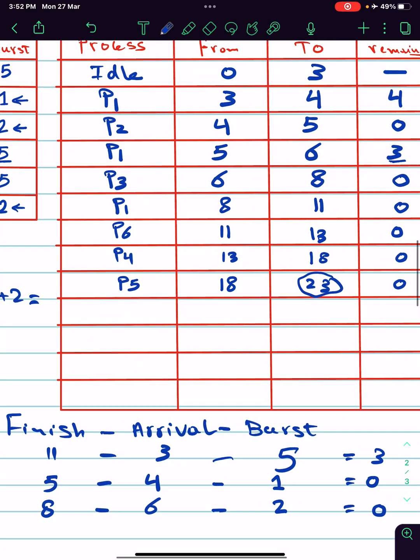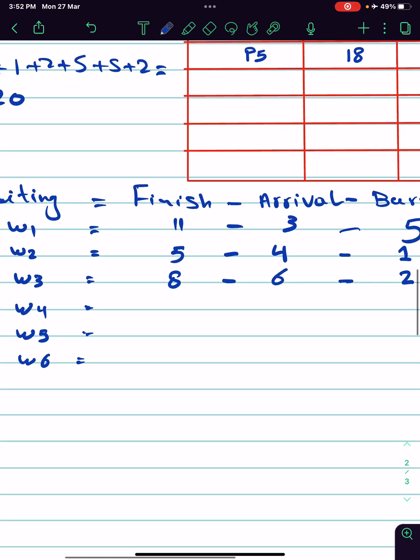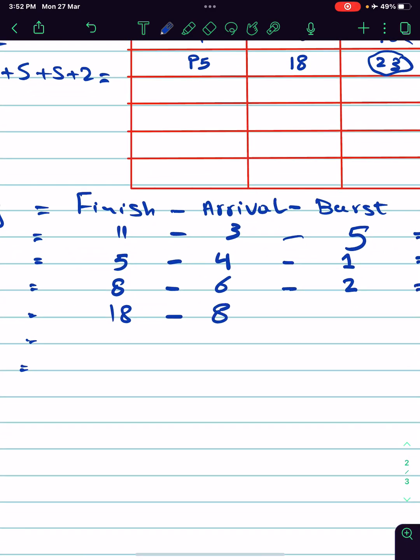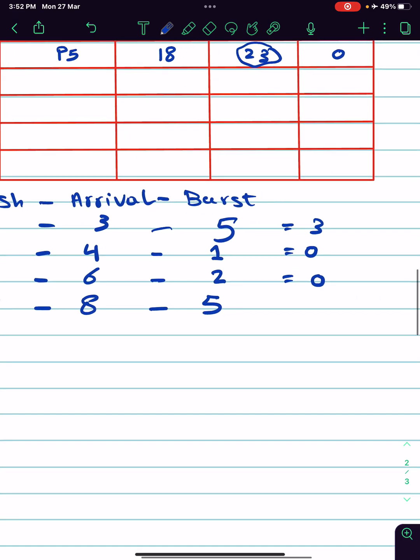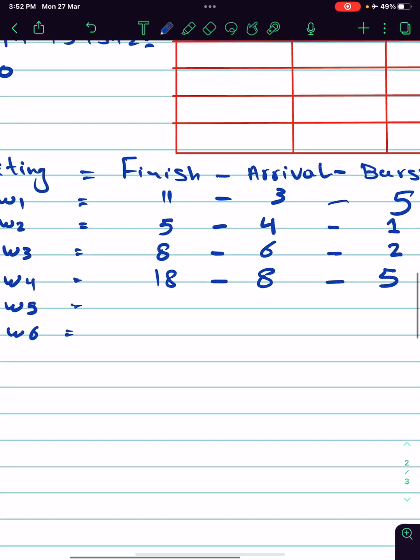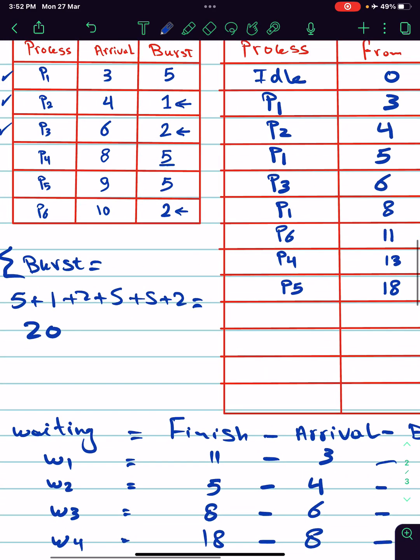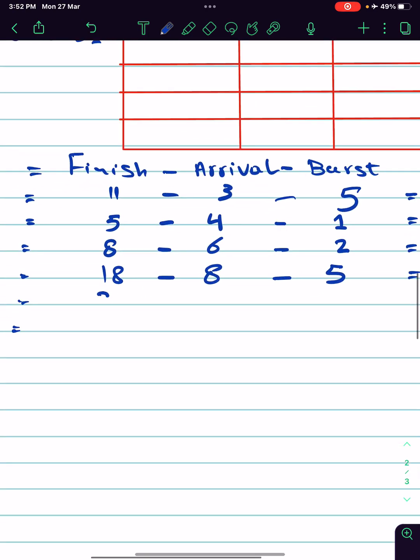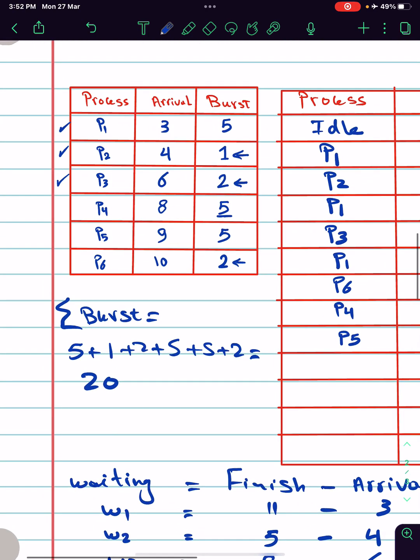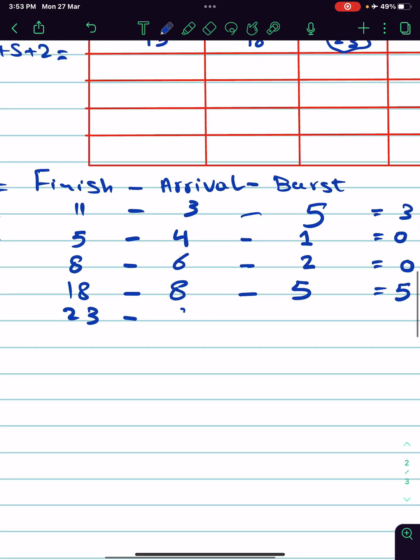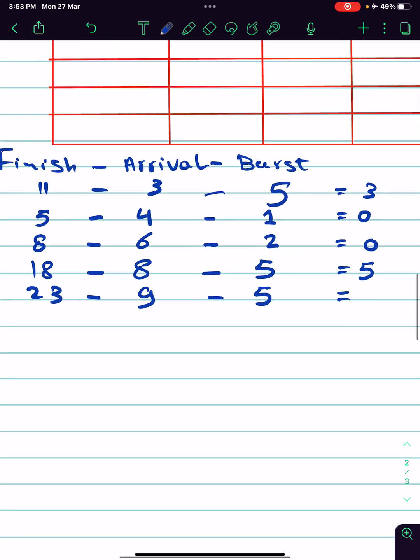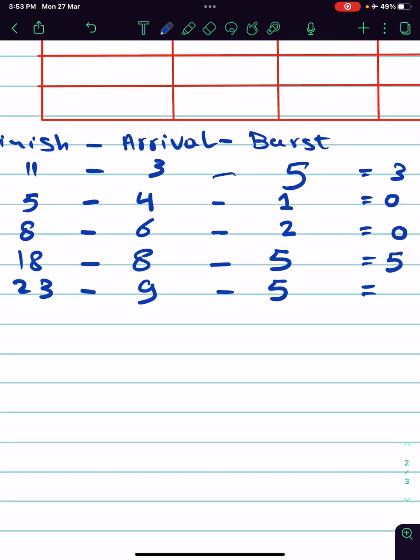P4, if you look, P4 finished at time 18, here it is. Okay, 18. P4 arrived at time 8. The burst is 5, so the waiting time here is 5. Process 5 finished at time 23. It arrived at time 9, and the burst is 5, so this waited for a 9.